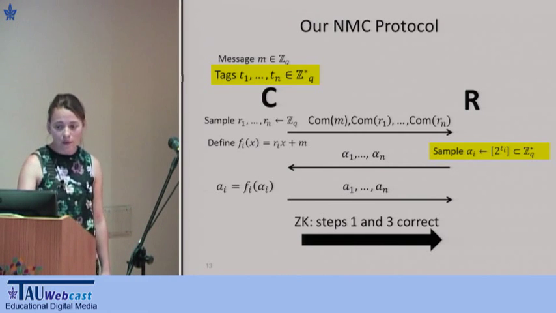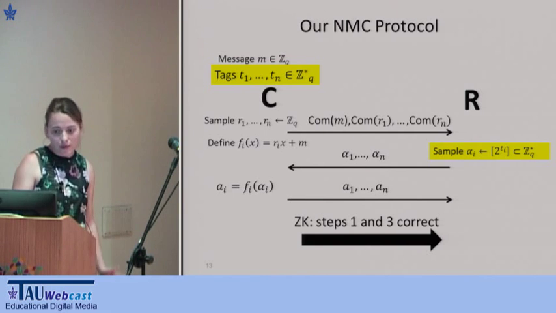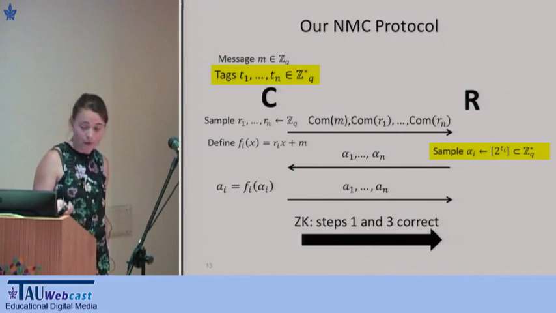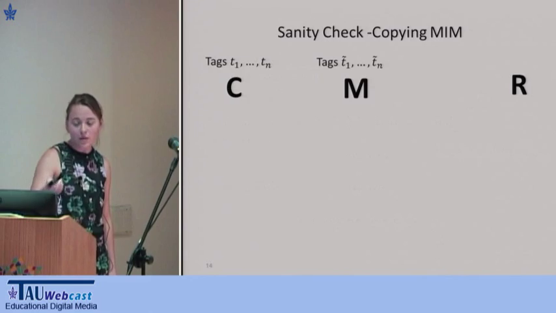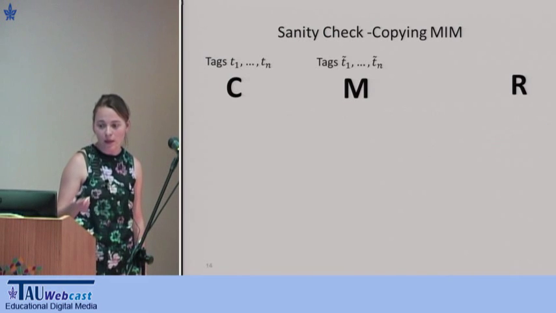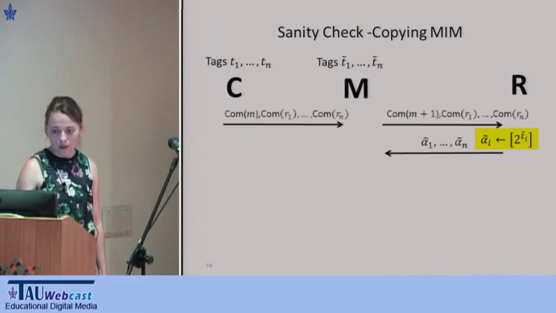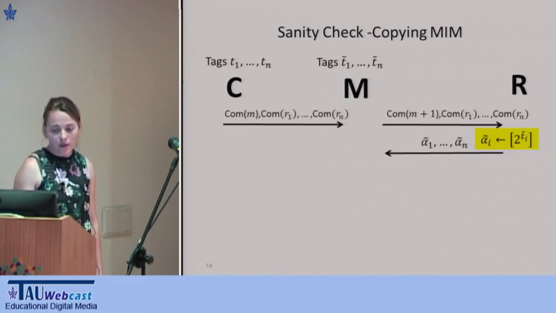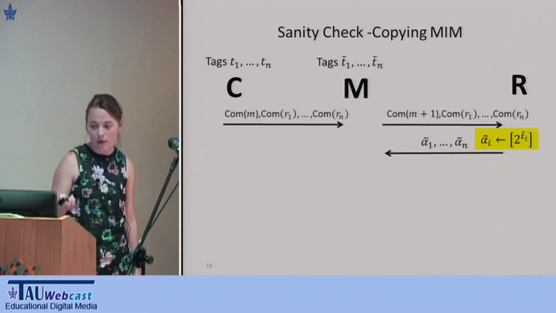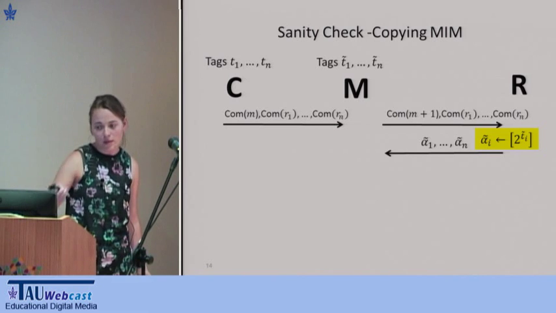Before proving that this protocol is actually non-malleable, by the way, the proof is complicated. The protocol is very simple. So before showing it, let's go back to the copying man in the middle and see if we actually manage to prevent this attack, at least this attack. So we have tags t1 up to tn and t1 tilde up to tn tilde that belong to the man in the middle. The man in the middle will receive a commitment to m, and commitments to r1 up to rn. He will add 1 to the commitment to m, and the rest he will forward as is.